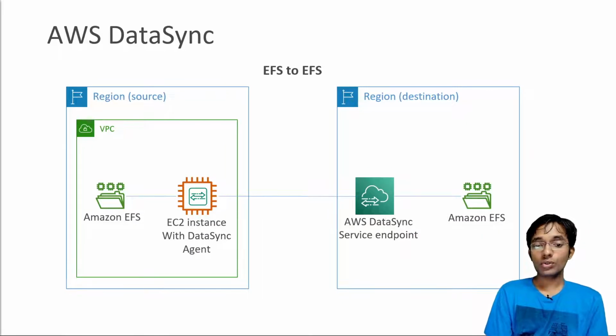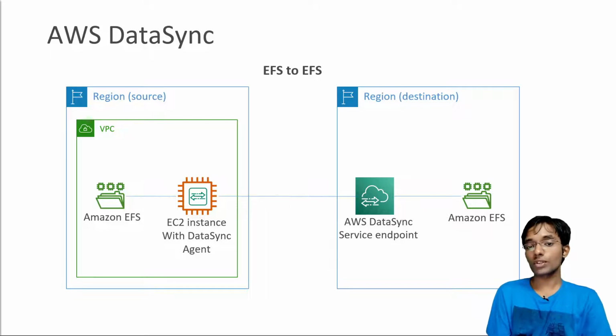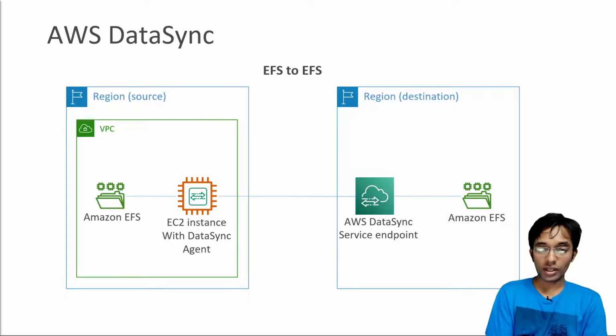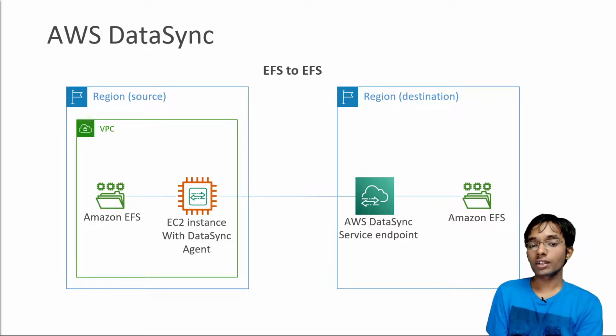Another use case for DataSync is to do EFS to EFS. So we want to synchronize, for example, an EFS file system across two regions. We are going to have our first EFS file system in the first region and then a destination region. In this case, we are going to create an EC2 instance that has the DataSync agent installed on it and connect to our Amazon EFS drive on the source.